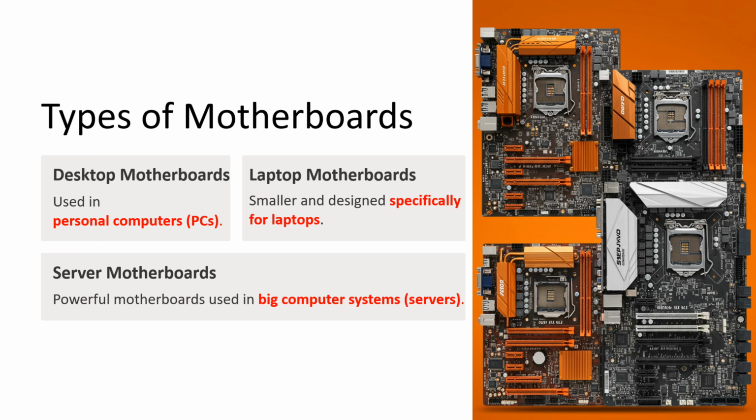What are the different types of motherboards? First one is desktop motherboards, used in personal computers. Second one is laptop motherboards, smaller and designed specifically for laptops. Third one is server motherboards, powerful motherboards used in big computer systems or servers.